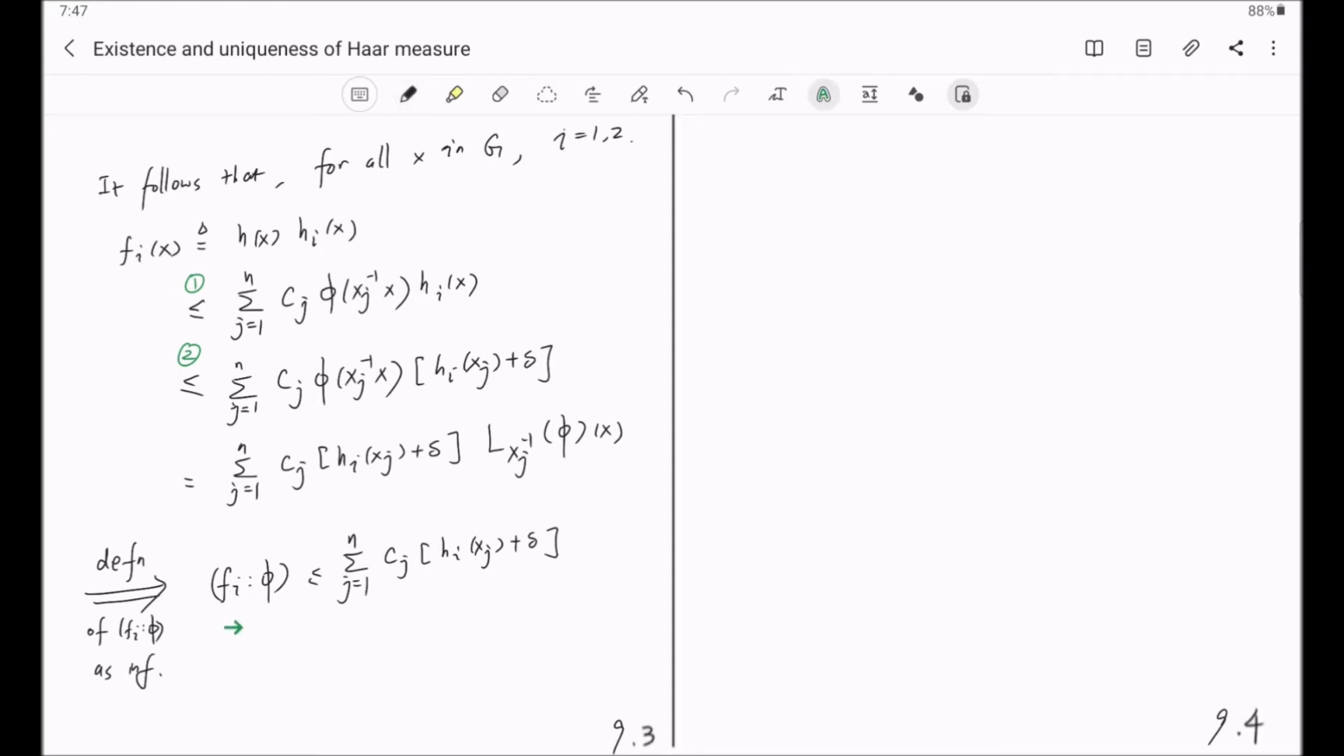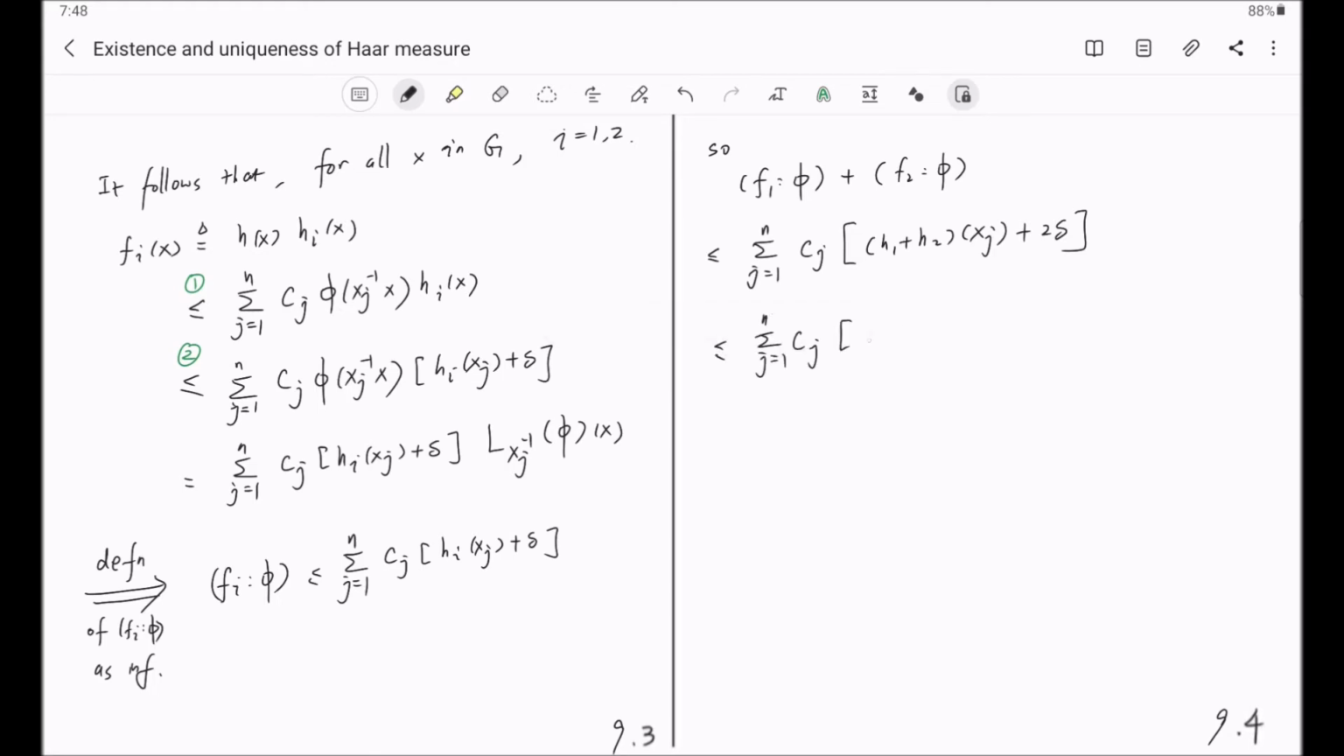And now, let's look at the summation of f1 column phi and f2 column phi. The summation f1 column phi plus f2 column phi is less than or equal to the sum of c_j's times h1 plus h2 of x_j plus 2 delta. There should be 2 delta when you take the sum. And if you simplify this, this gives you the sum of c_j times 1 plus 2 delta.